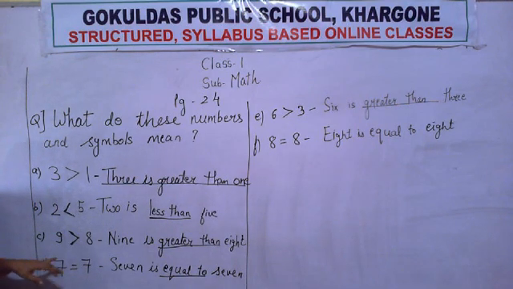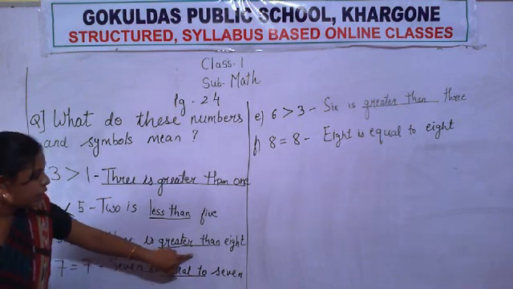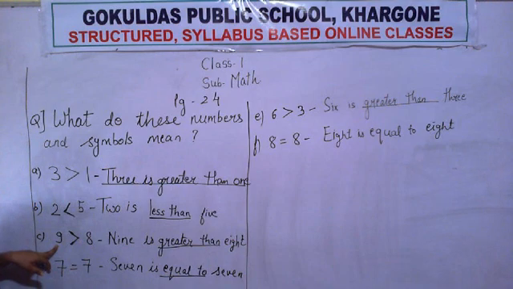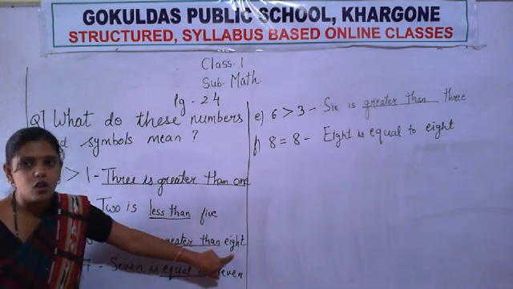Okay. Now see the next, 9. What is this symbol? This is the symbol of greater than. 9 is greater than, what is this number? 8. Okay. So here 9 is written, is, what is the symbol? Greater than. So in place of the blank, what do we have to write? We have to write greater than. So 9 is greater than 8. Write the spelling of 8.